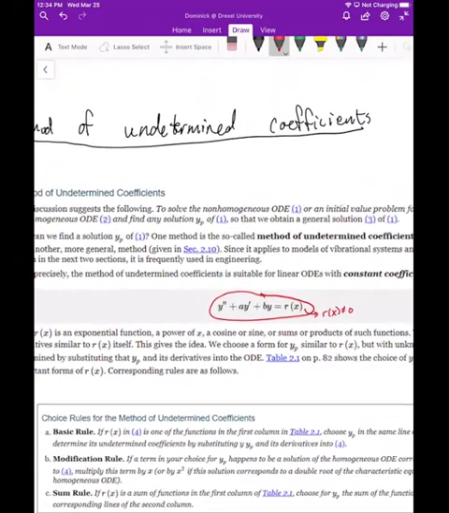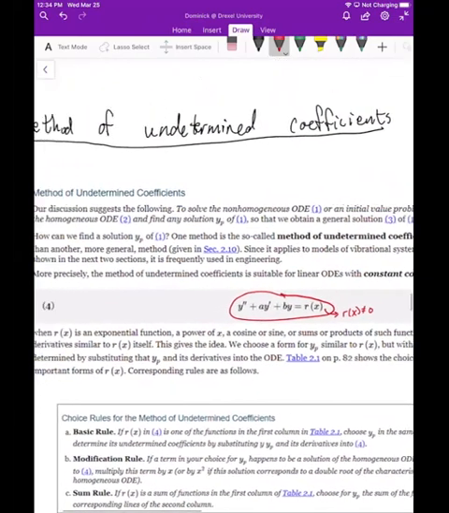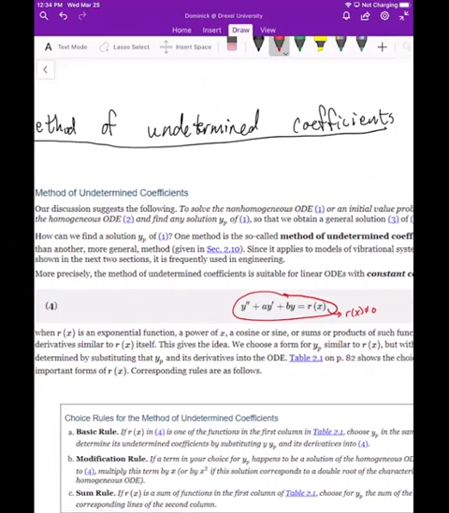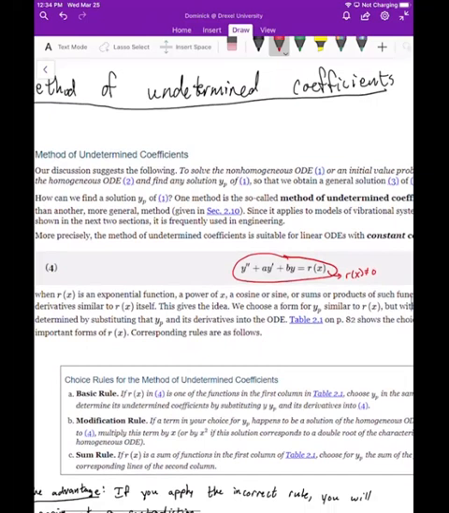Okay, so the idea behind this is essentially we know that a solution is going to be the solution for the homogeneous version, which we talked about in a previous video, and we then need a particular solution of the non-homogeneous version.